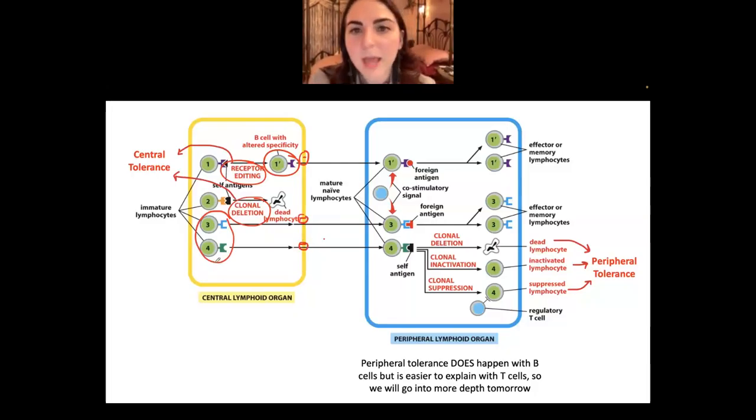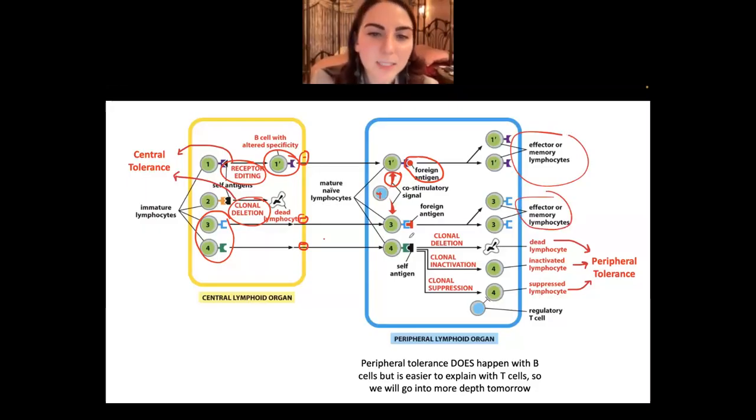And then when they're out here and they come into contact with foreign antigen, and they have a co-stimulatory signal from probably a CD4 T cell, so this is probably a T cell here, then you're going to get production of effector and memory cells. Both of these are showing that.